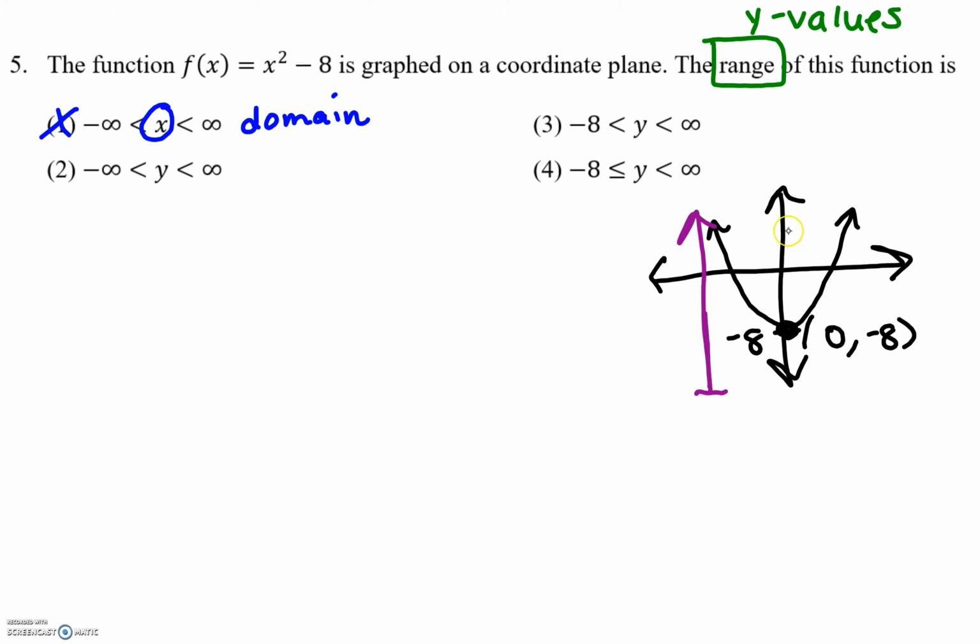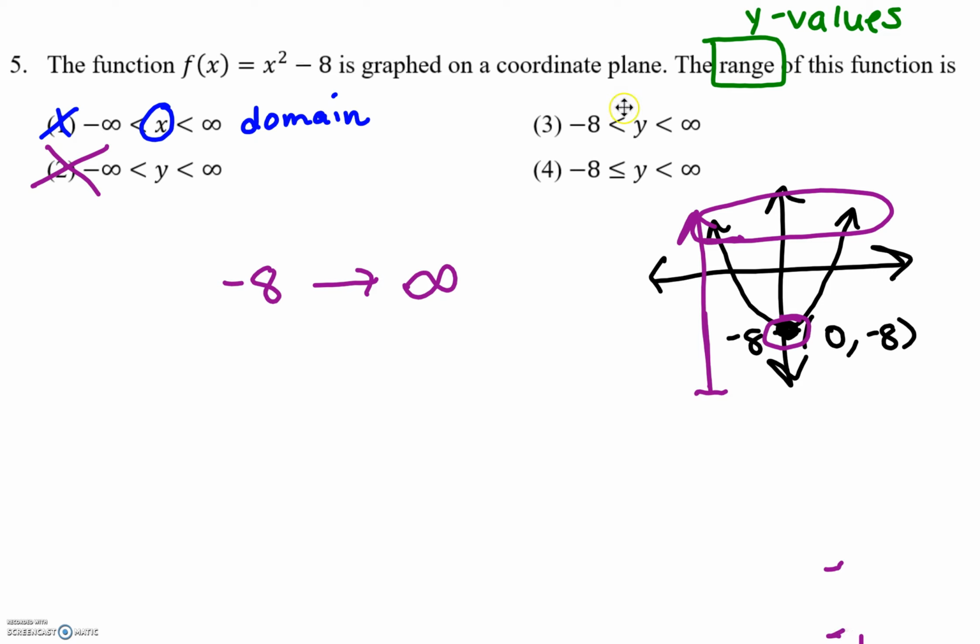So we're going to locate the lowest y value, which is negative 8. And as we scan up, we should see that our graph ends with arrows, so it's going all the way up to infinity. So our y values are from negative 8 to infinity. Choice 2 doesn't work because it's saying negative infinity to positive infinity. Now we're between choice 3 and 4.